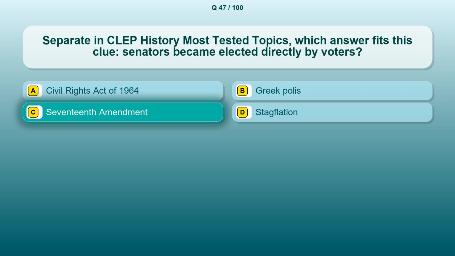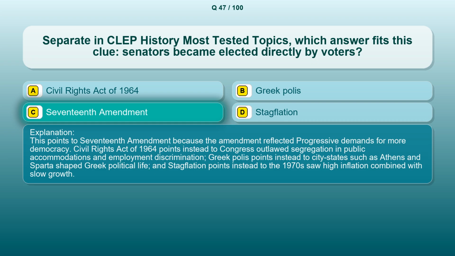The correct answer is option C, 17th Amendment. This points to 17th Amendment because the amendment reflected progressive demands for more democracy. Civil Rights Act of 1964 points instead to Congress outlawed segregation in public accommodations and employment discrimination. Greek polis points instead to city-states such as Athens and Sparta shaped Greek political life, and stagflation points instead to the 1970s saw high inflation combined with slow growth.